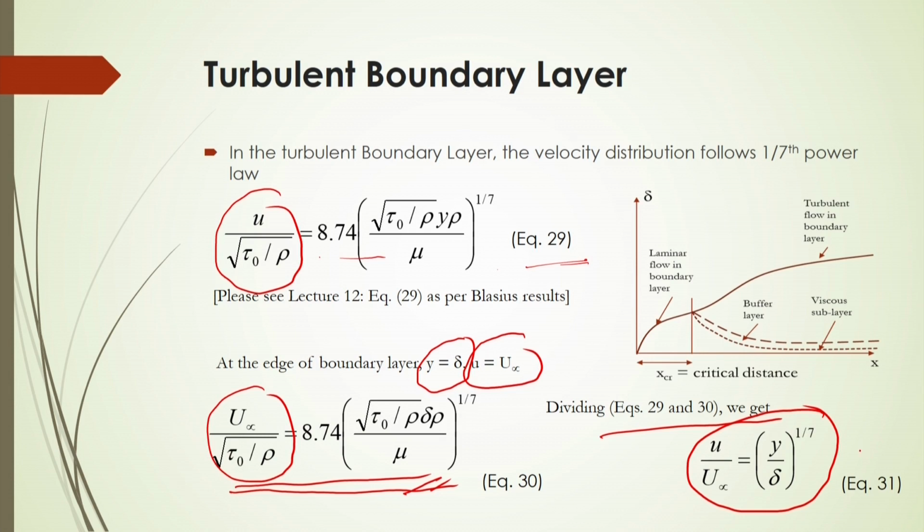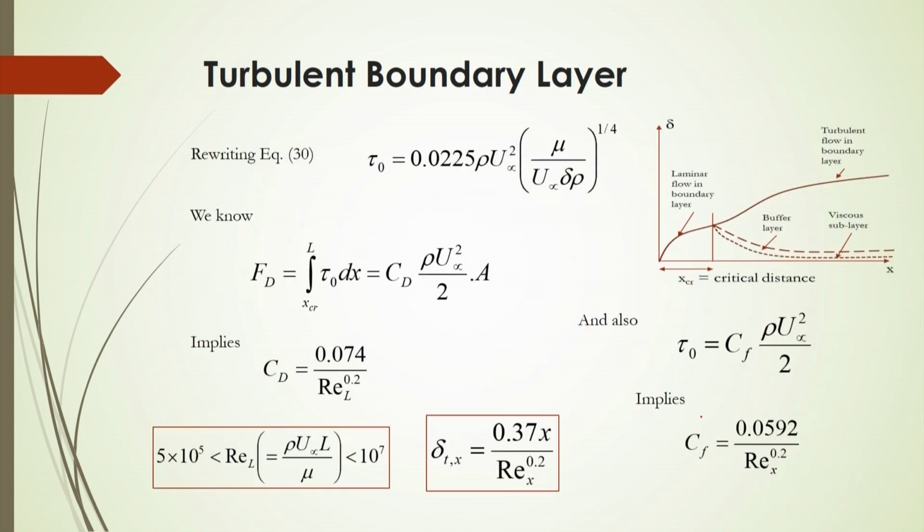Earlier we observed that the velocity distribution in a circular pipe is u by u max equal to y by r to the power 1 by 7. Here in this case, based on this boundary layer, we get u by u infinity equal to y by delta to the power 1 by 7. So, by equation number 31 you can get the turbulent boundary layer equation, provided that the boundary layer thickness is known to you.